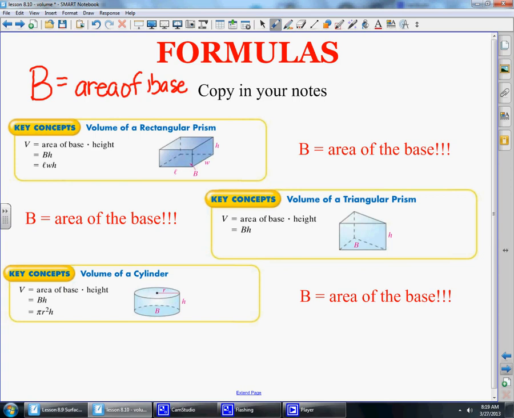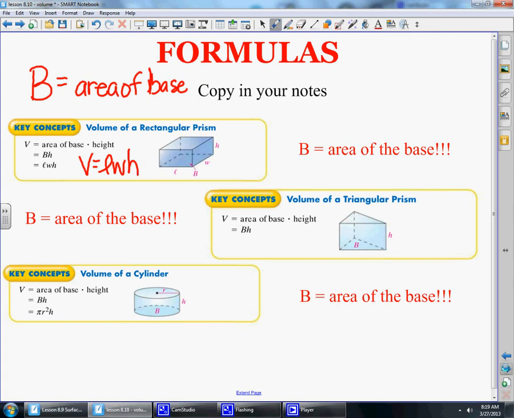So that's going to vary for each prism, whether it's a rectangular prism, a triangular prism, or a cylinder. So the volume here is length times width times height. So length times width is the area of the base, and then we're going to multiply it by the height.